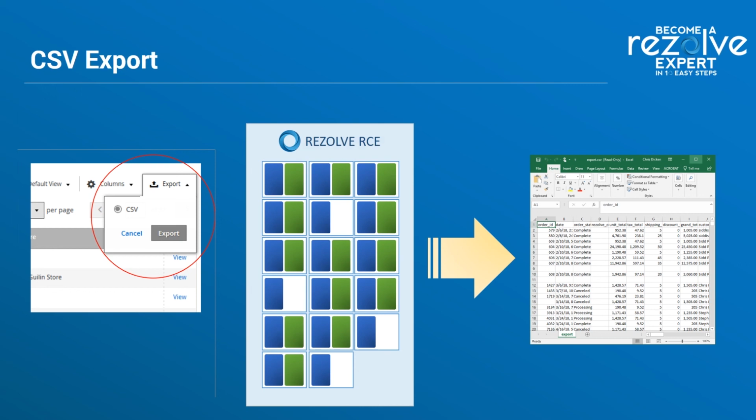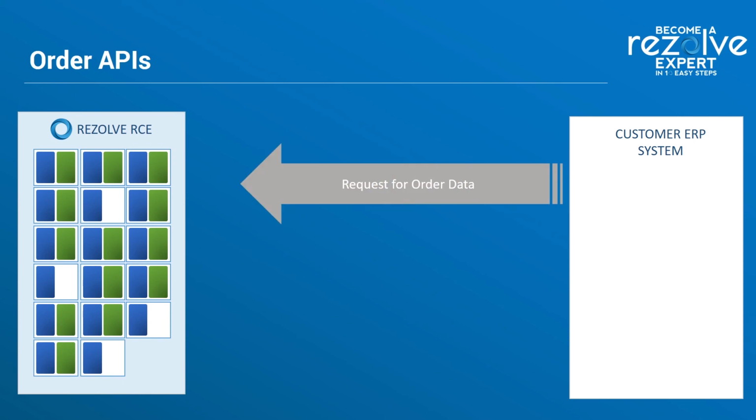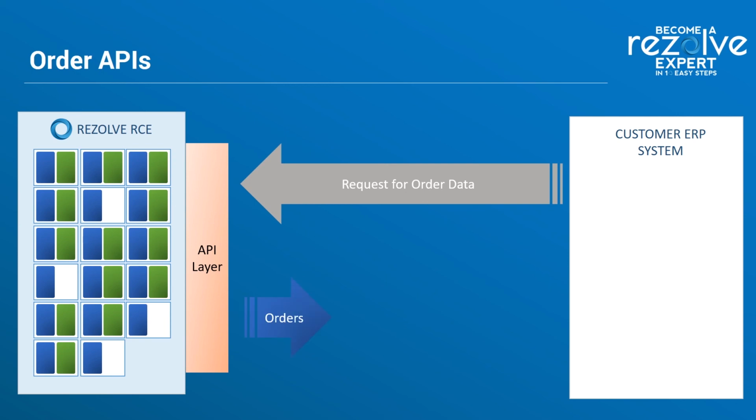What about APIs then? Well, on the left we have Rezolve, on the right we have an external system, and let's say I want to pull all those order details from the left into my external system. What you do is the external system makes a request for the order data, and that request is detected by APIs. It's like a layer of functionality which sits as part of the RCE, which takes that request, interprets it, gets all the information requested, and produces it as order information.